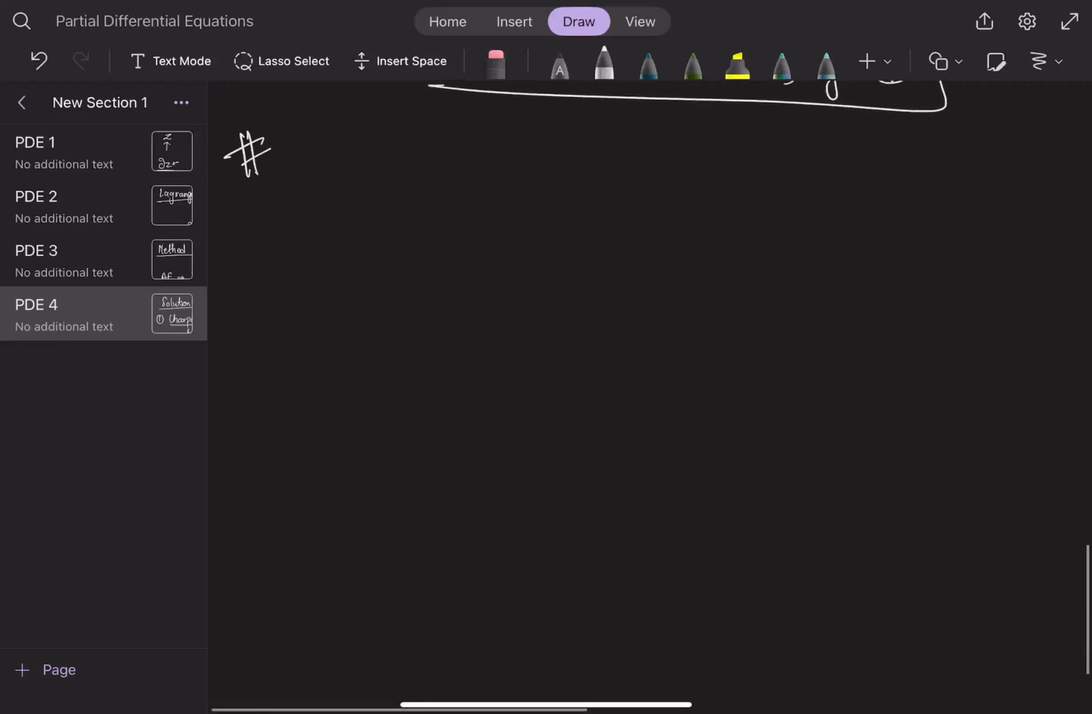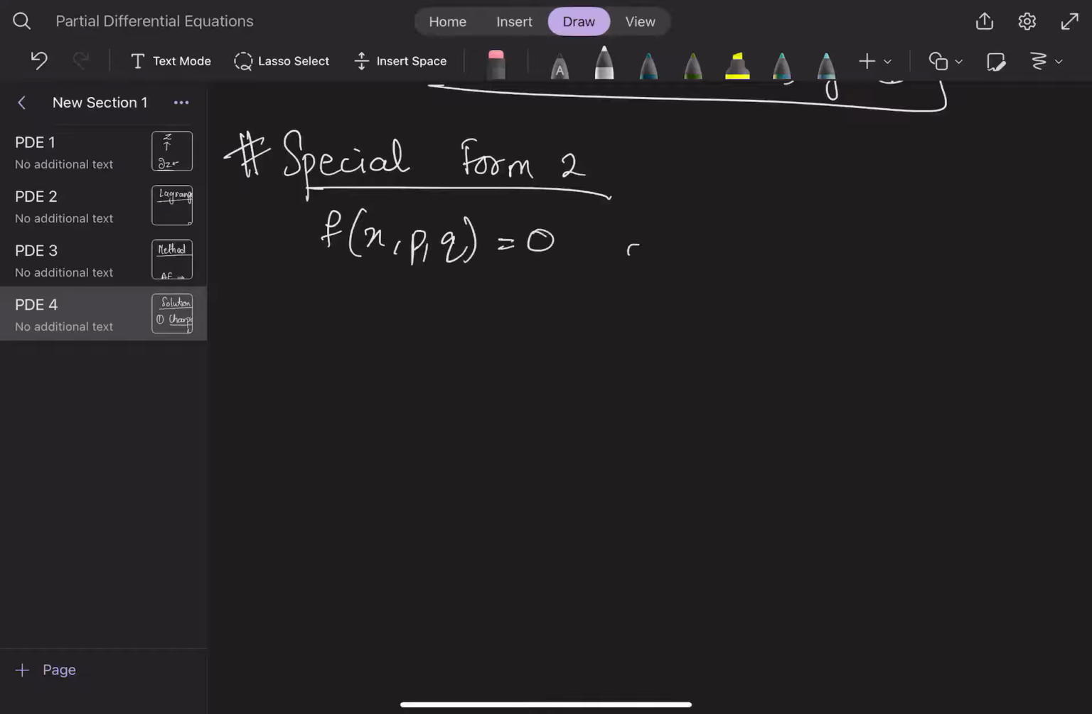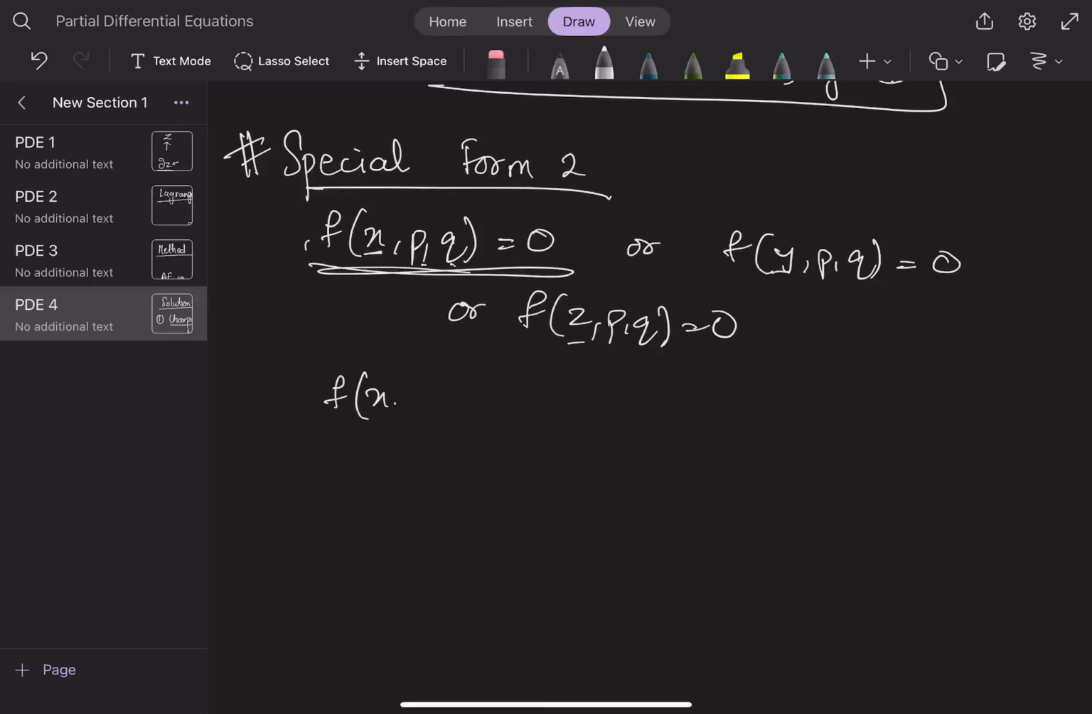Now let's look at the next special form. Special form 2. This is f of x, p, q is 0, or f of y, p, q is 0, or f of z, p, q is 0. That means you have p and q and you have only one variable, x, y or z. They are not all present together. So let's consider this one. Let's take f of x, p, q as 0. That means fy will be 0 and fz will be 0.